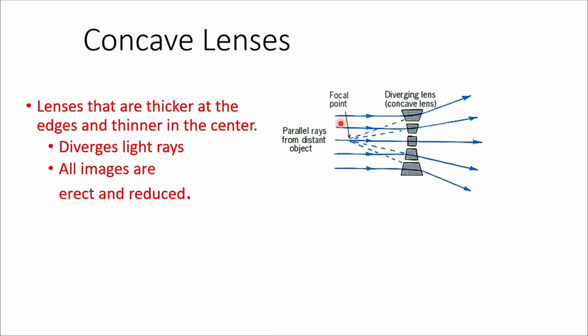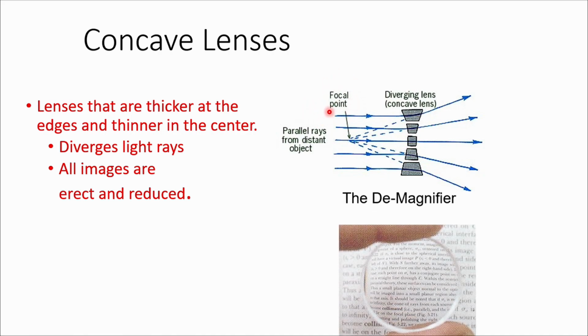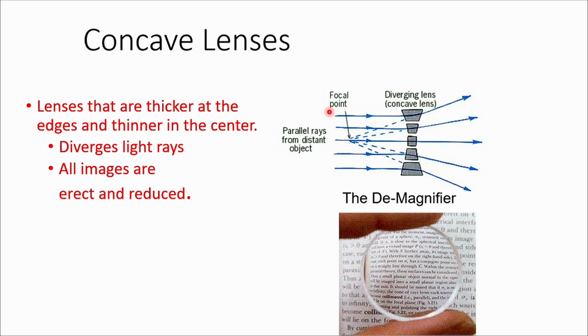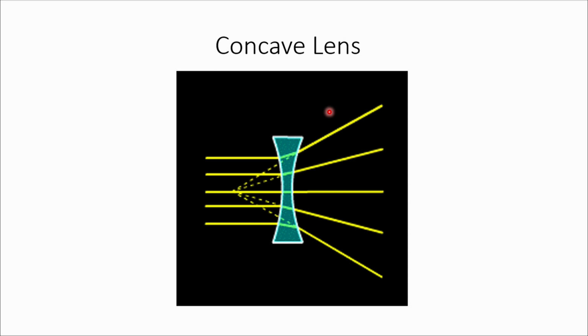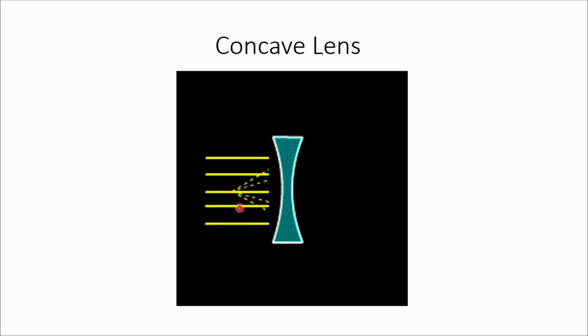So this is the diagram. This is the parallel rays from the distant object. After refraction, it appears to diverge at the focal point. So this is used as a demagnifier like this. Let us observe this slide. So these are the light rays which after refraction appear to diverge from this point, that is the focal point.